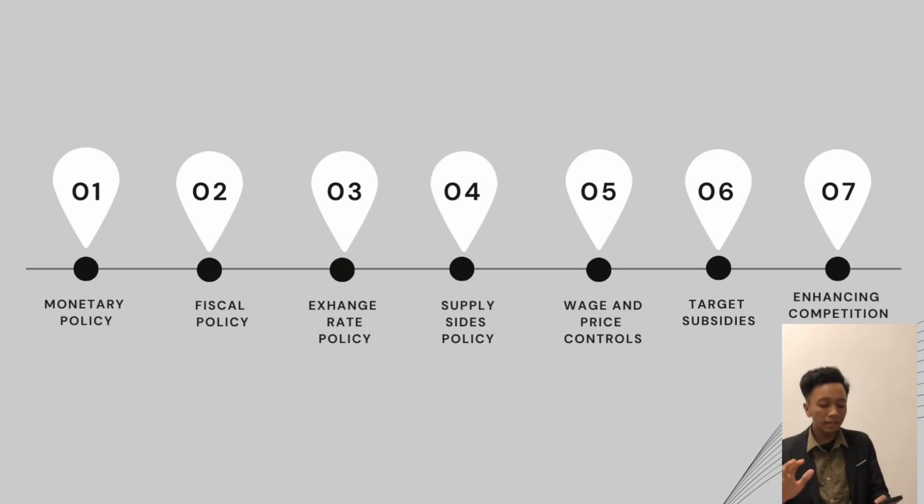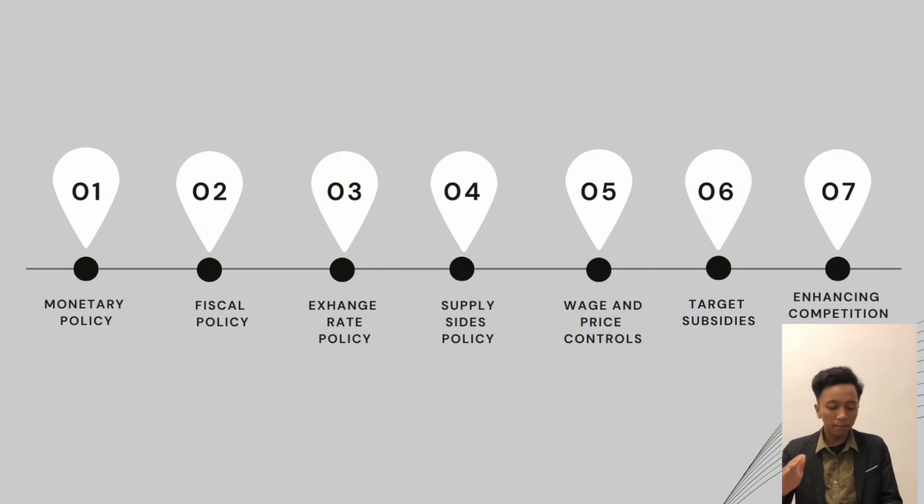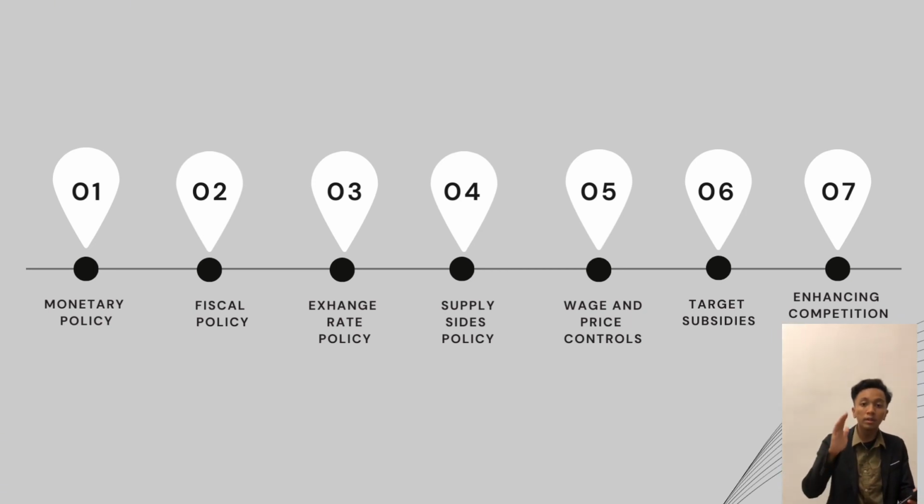The fifth is wage and price control. In extreme cases, wage and price controls can be implemented, but these are often seen as a last resort due to their potential negative consequences on the economy.